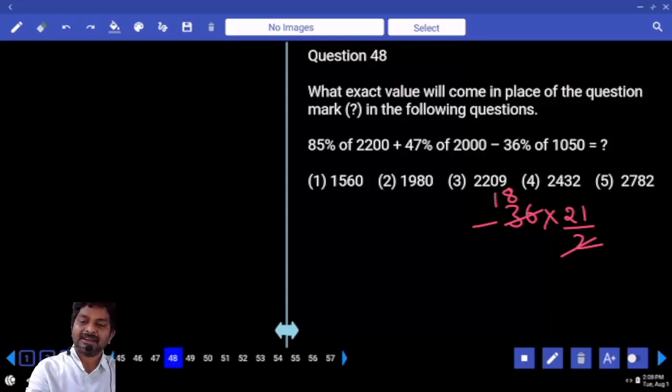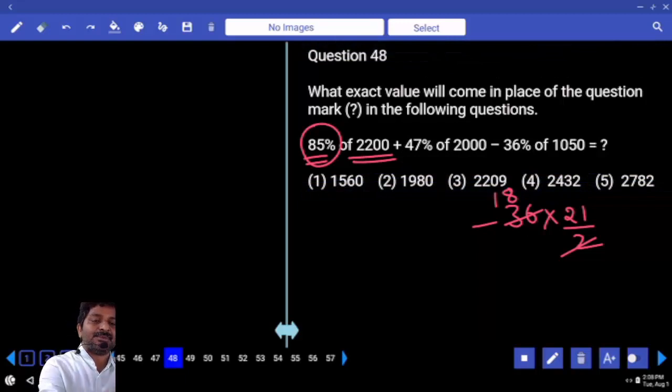Now let's calculate 85% of this number. What is 1%? 22 times, in the sense, can I take 20 times plus 2 times? 10 times of 85, 850. 20 times, 1700. 2 times, 170. 1700, 170, 1870. 47 into 20. 47 double.